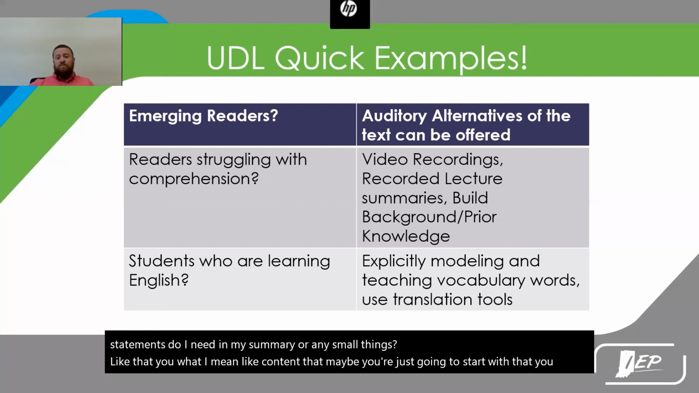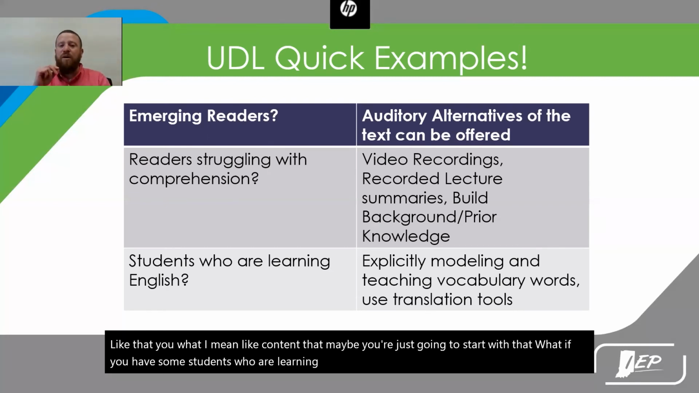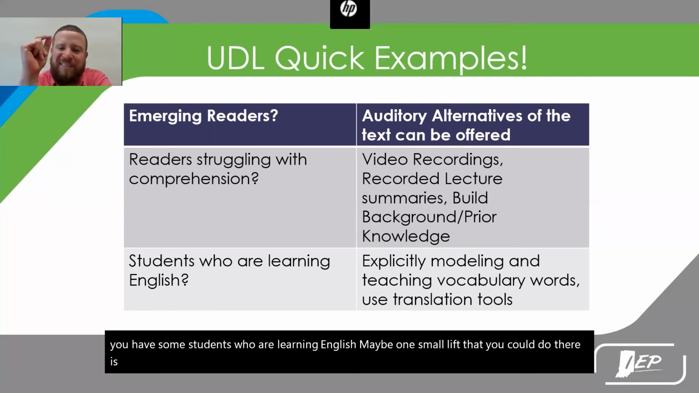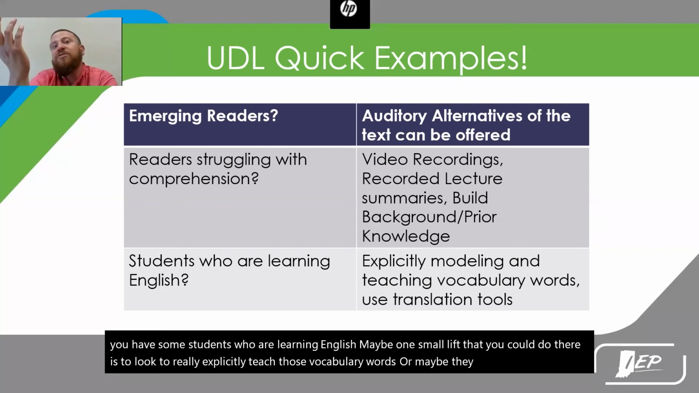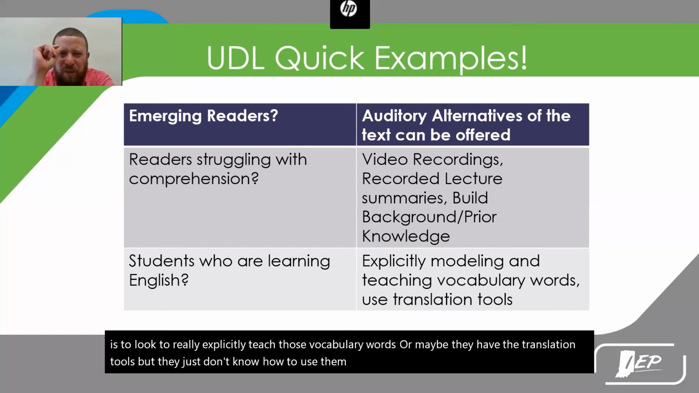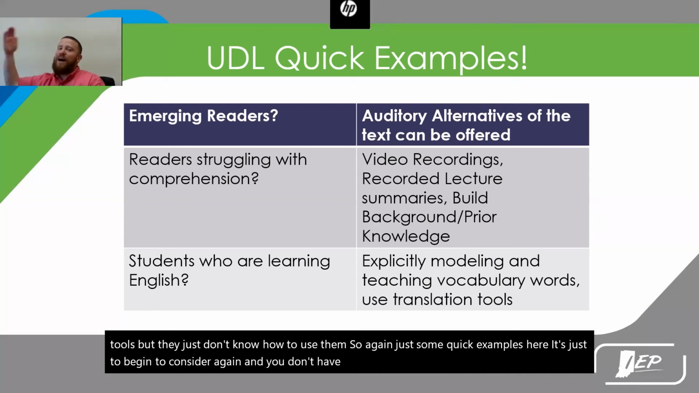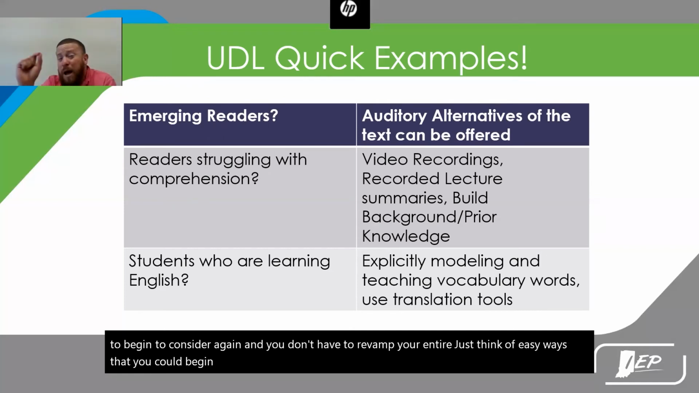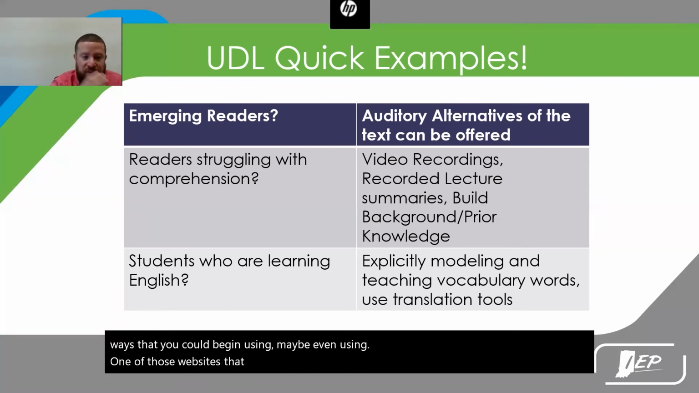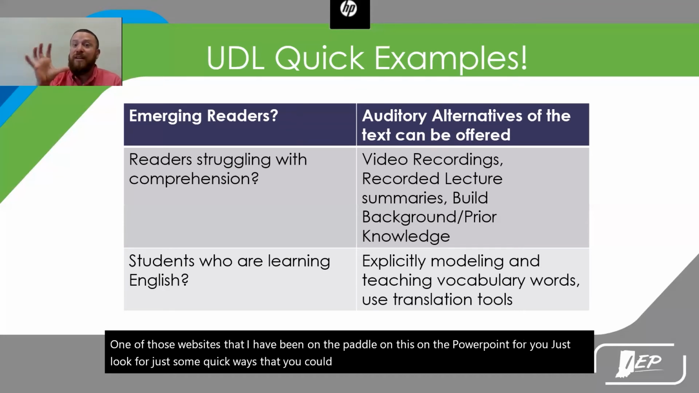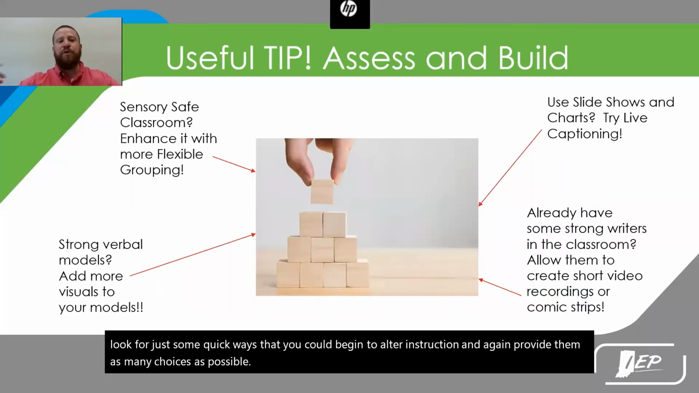What if you have some students who are learning English? Maybe one small lift that you could do there is to really explicitly teach those vocabulary words. Or maybe they have the translation tools, but they just don't know how to use them. So again, just some quick examples here to begin to consider. You don't have to revamp your entire instruction. Just think of easy ways that you could begin, maybe even using one of those websites that I have on the PowerPoint for you. Just look for some quick ways that you could begin to alter your instruction, and again, provide them as many choices as possible to create that barrier-free learning.